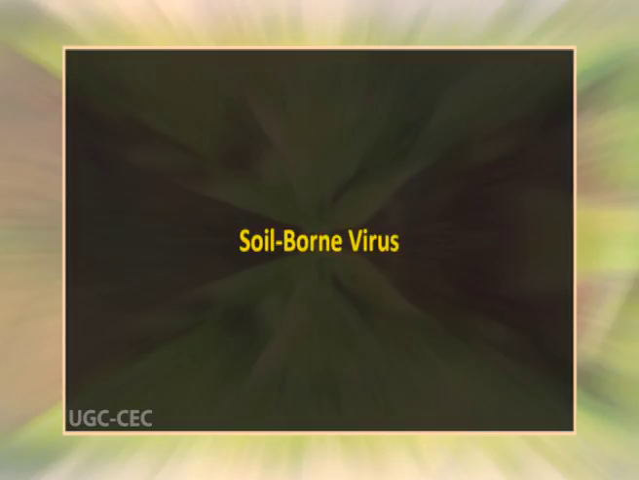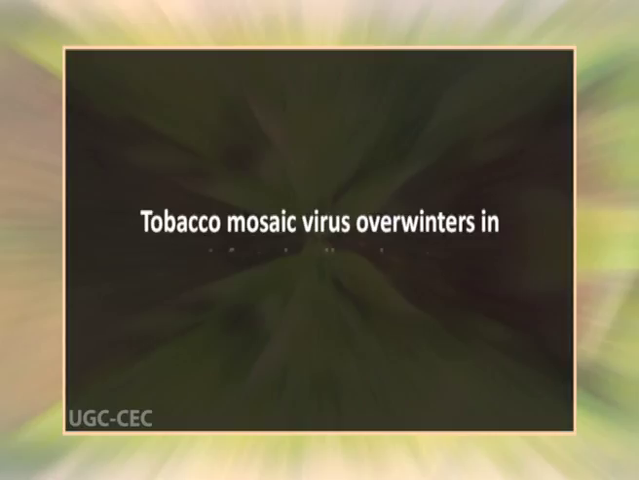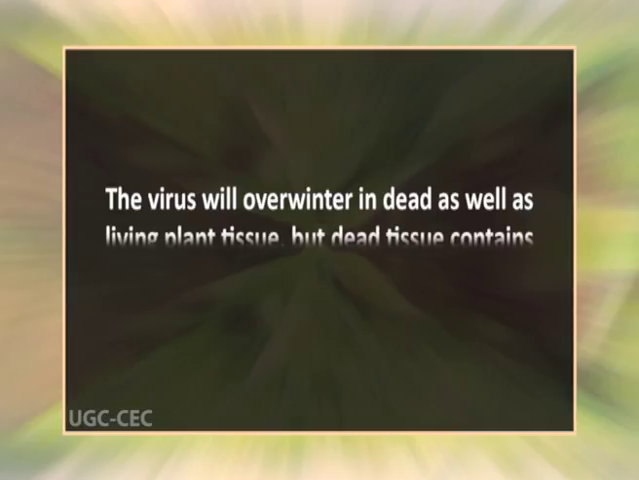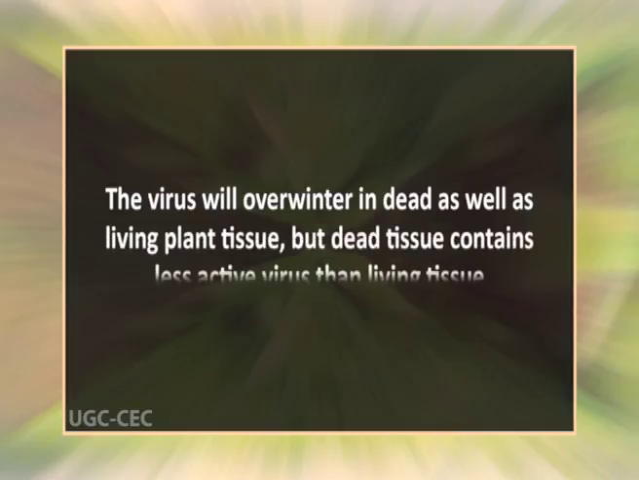Number 3. Soilborne virus. Tobacco mosaic virus overwinters in infected stalk and root. Experimental data in North Carolina indicates that infection occurs at transplanting when a plant is pushed against a piece of virus-infected tissue. The number of transplants that become infected in this way will depend on the quantity of overwintering tissue surviving. The virus will overwinter in dead as well as living plant tissue, but dead tissue contains less active virus than living tissue.